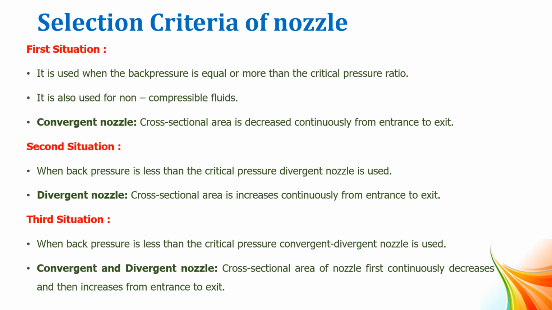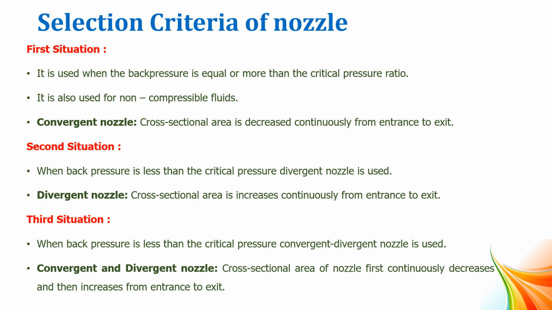Divergent means the area will be increasing, used where back pressure is less than the critical pressure ratio, that is a divergent nozzle is used. The third situation is when back pressure is less than the critical pressure ratio, a convergent divergent nozzle is used. That is, it will have the combination of both convergent then divergent nozzle.